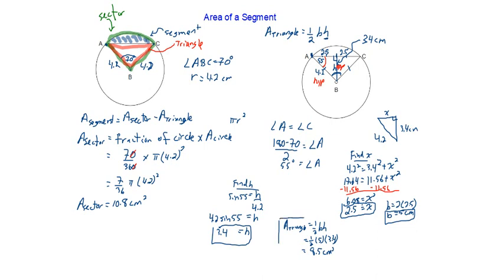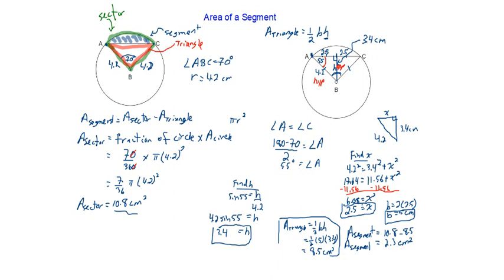So that's the area of the triangle, right? We said earlier that if we can find the area of the sector and subtract the area of the triangle, we'll get the area of the segment. Well, we have the area of the sector, we have the area of the triangle, so the area of the segment is equal to that 10.8 that we found for the sector minus the 8.5 centimeters squared for the triangle, and that will give us a total area of 2.3 centimeters squared. And again, that's for the area of the segment.